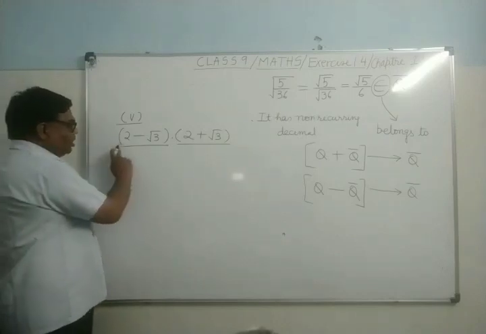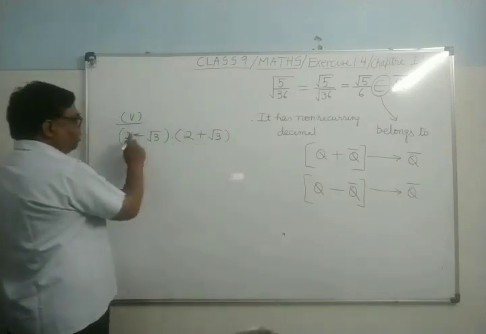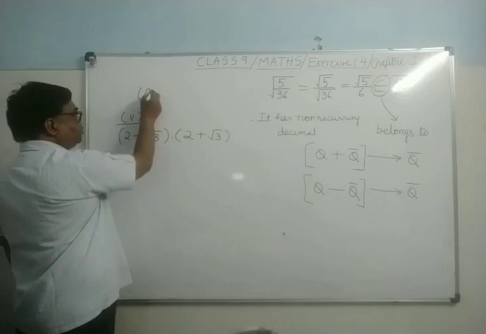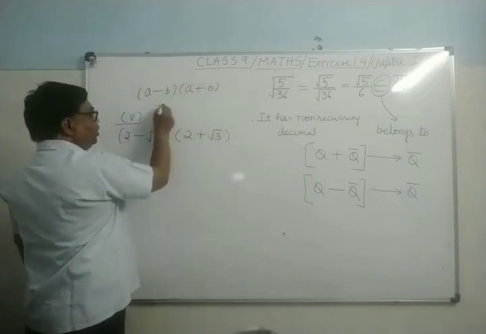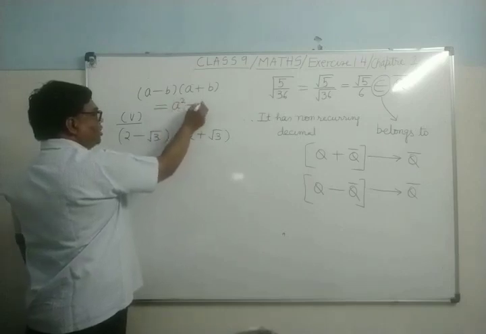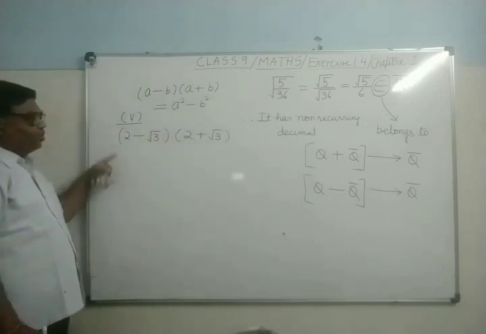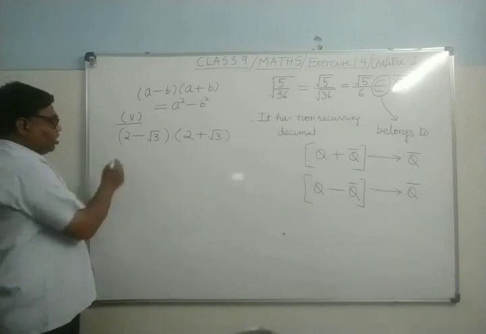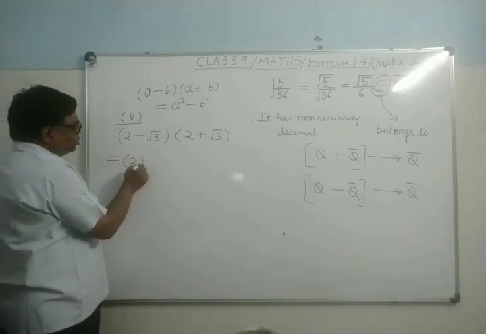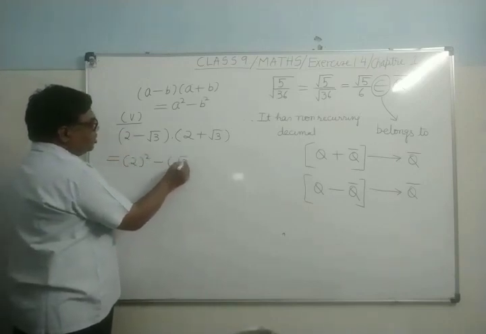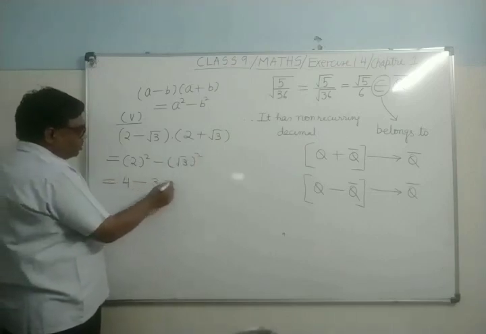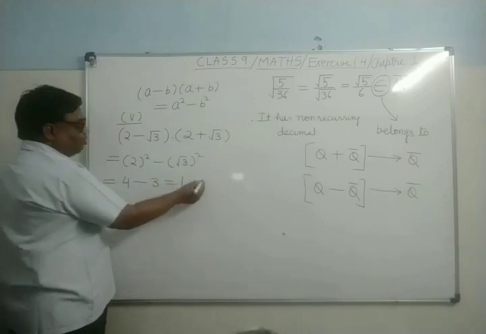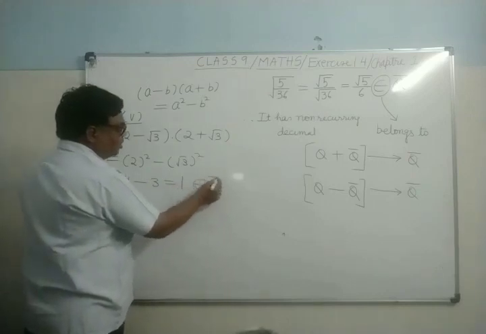Now you can see here, it is of what type? A minus B into A plus B. What is its formula? A square minus B square. What is in place of A? 2. In place of B, root 3. So it will be 2 square minus root 3 whole square. 2 square is 4 minus 3, that is equal to 1, which is rational.